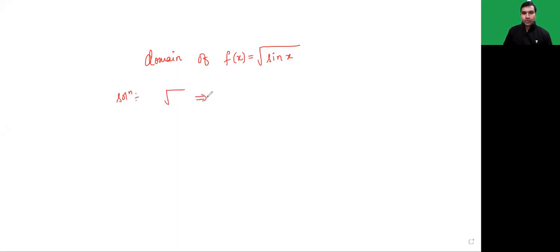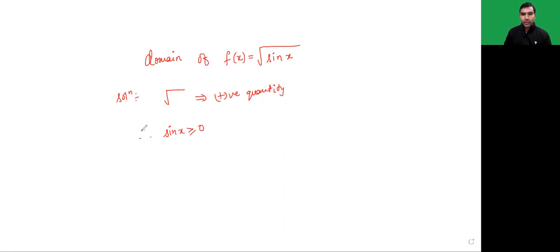So students, under root is a positive quantity. Okay, so what type of quantity is under root? Under root is a positive quantity. That means we can have all the values greater than or equal to 0. Therefore, we can say sin x has to be greater than or equal to 0.